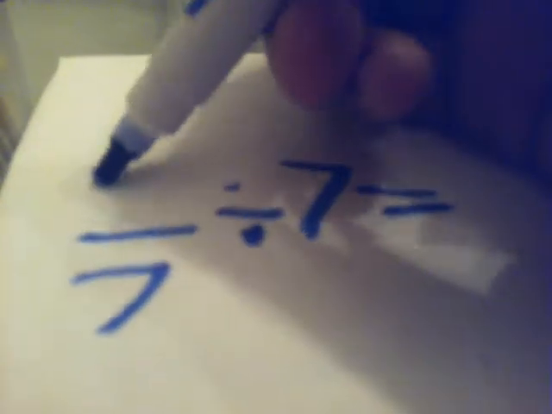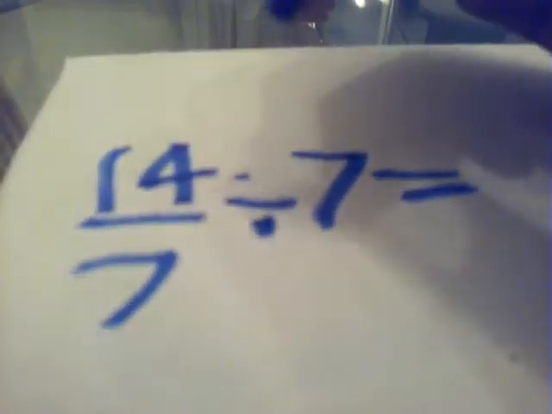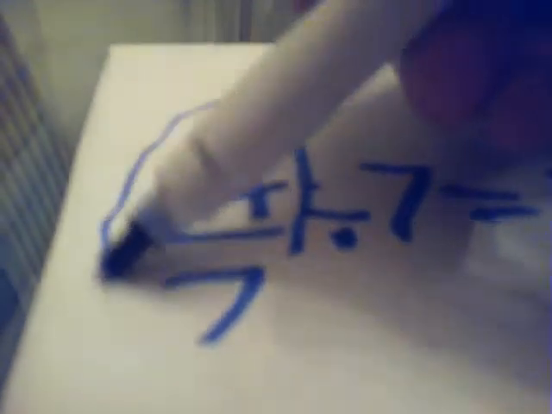Let's say you have something over 7 and you actually divided it by 7. What number would be on the top? Let's say you have 14 over 7. 14 divided by 7 is 2. And by the way, this is a whole number because this equals 2. This equals the number 2. So this is an improper fraction because this is bigger.